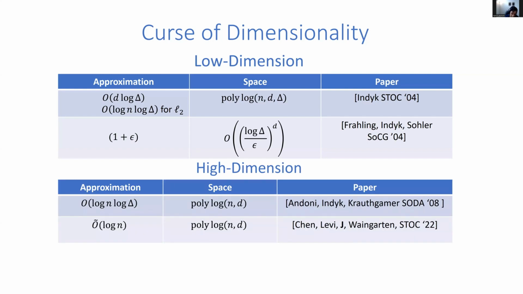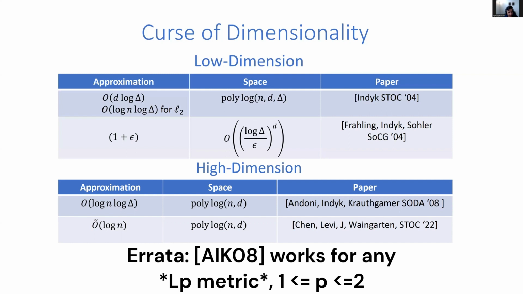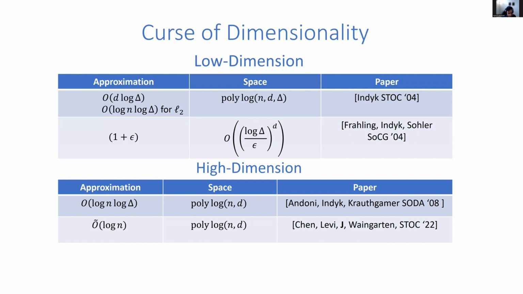Now, on the other hand, for this sort of high dimensional regime, this paper of Andoni, Onak, and Krauthgamer showed that one could get this log n times log delta approximation in any metric, not just Euclidean metric, where dimensionality reduction is possible, and in very small space, polylog n d. So they showed that even for L1, one can get a very good approximation, log n times log delta approximation in polylog space. And then this was the best result that was known for quite some time.